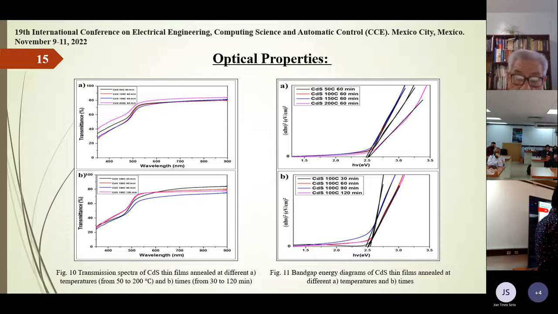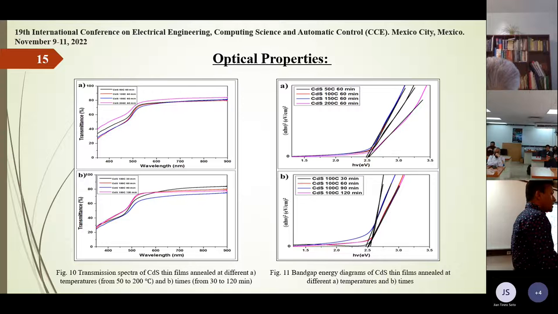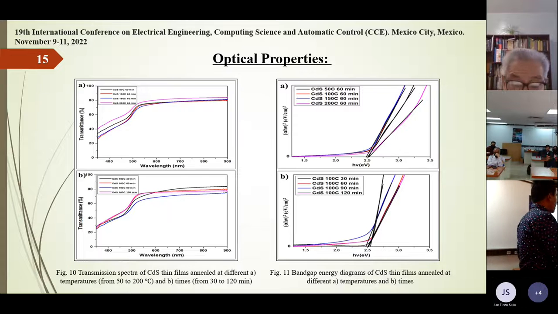Then we calculated the band gap by using the Tauc plot, and I think I have not mentioned it, but we have found it in the range of 2.47 to 2.52 electron volts, which is slightly lower than before annealing, which was 2.53 electron volts.